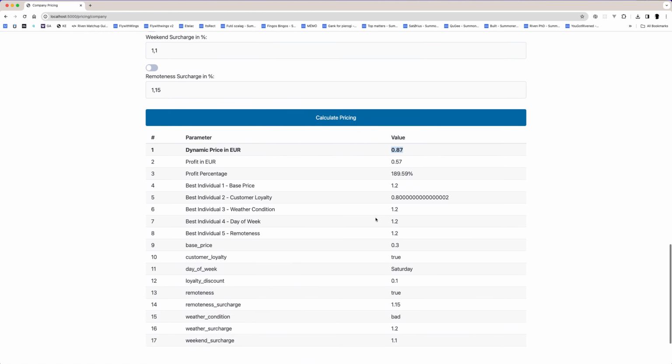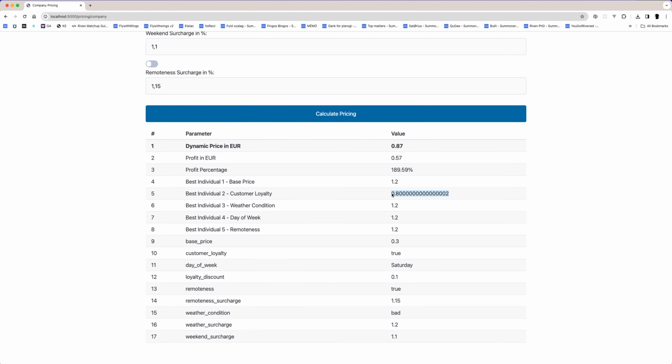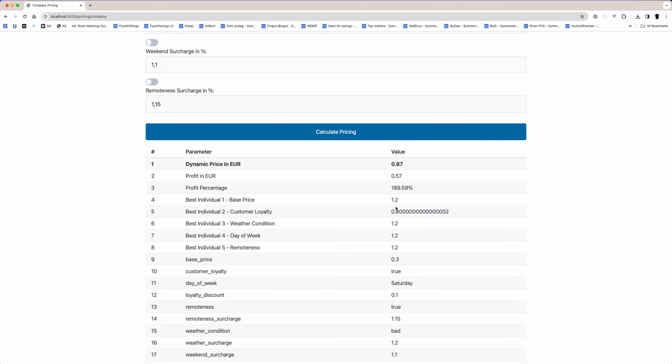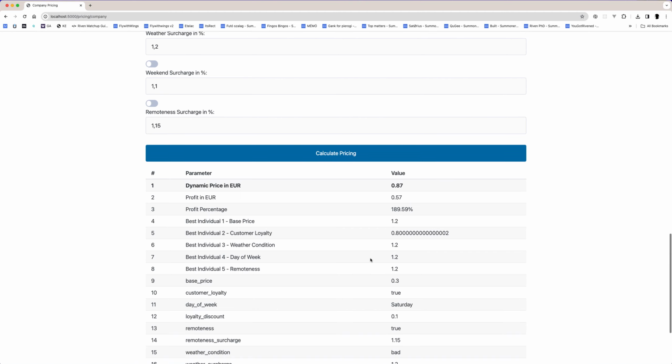The algorithm is not allowed to exceed a specific bound. So we set the bound from 0.8 to 0.2. So we can really see that the algorithm now tries to multiply almost everything, except the customer loyalty, times 1.2, in order to get to the best dynamic price here.